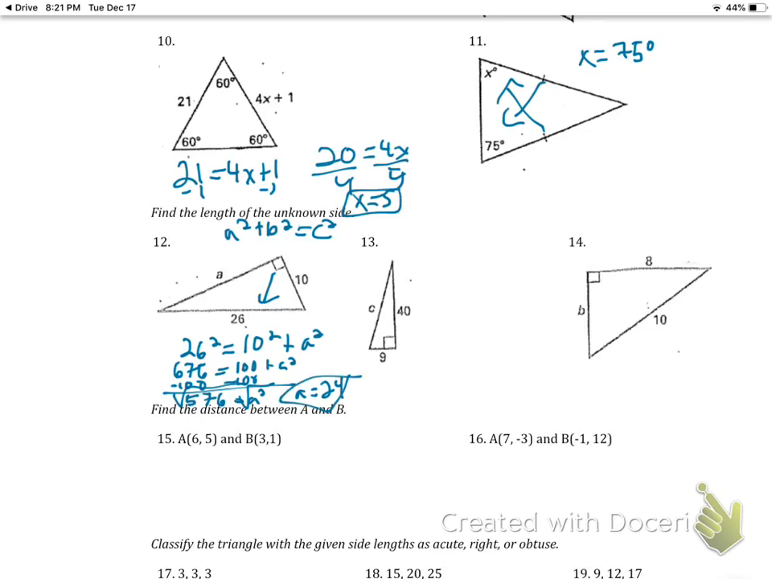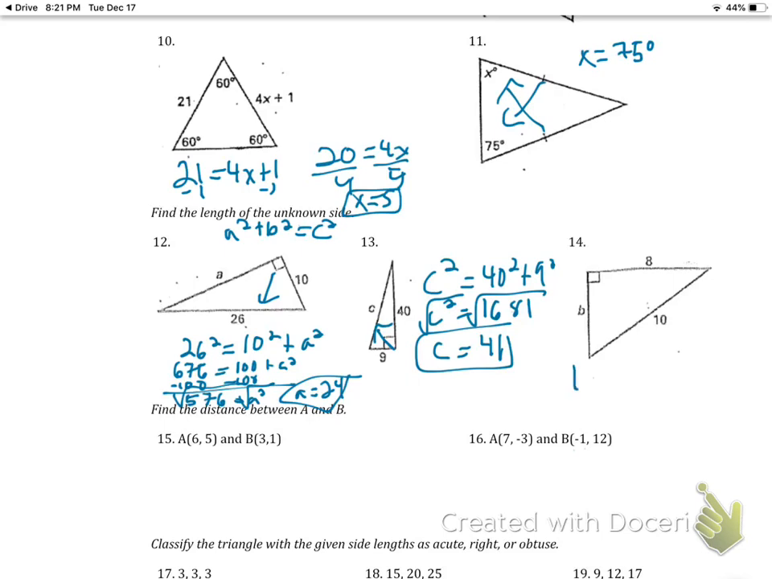Pythagorean theorem again. So we see that our hypotenuse is c squared. So it's going to be c squared equals 40 squared plus 9 squared. Well, 40 squared plus 9 squared gives us 1,681. C squared, square root both sides. C equals 41.